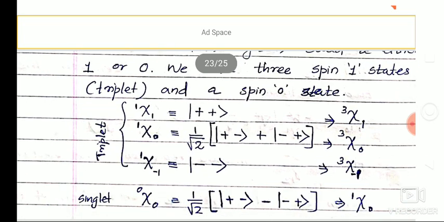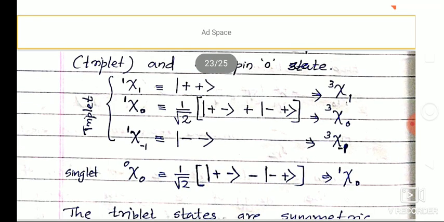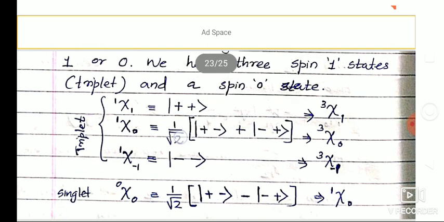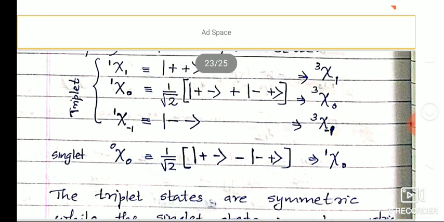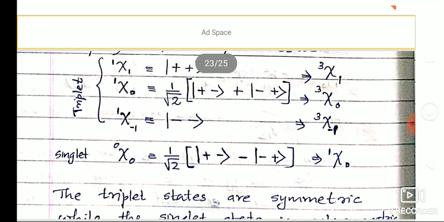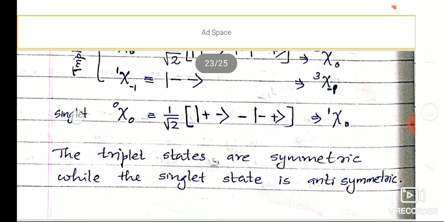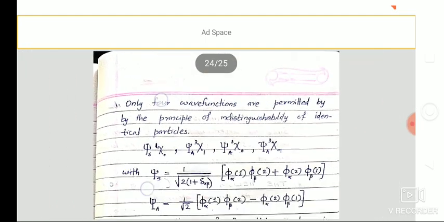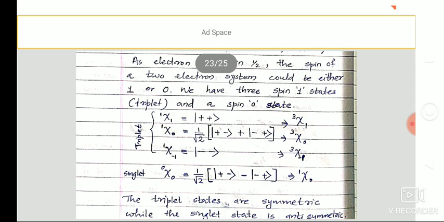That means all the triplet states are symmetric, while the singlet state is antisymmetric, right? That is, if we exchange the particles, there is no change in the wave functions corresponding to the triplet states. But for the singlet state, we will have a negative sign. So all the triplet states are symmetric, while the singlet state is antisymmetric. This is about the spin part, the spin wave functions of the system.